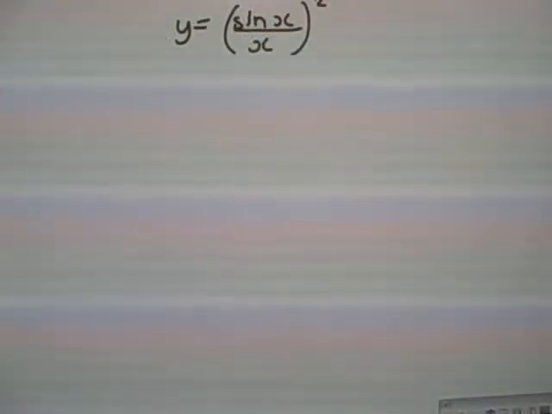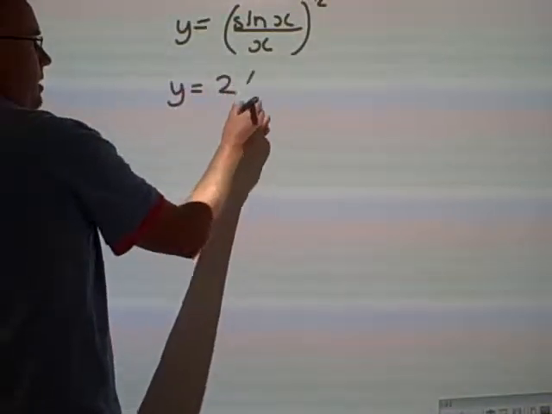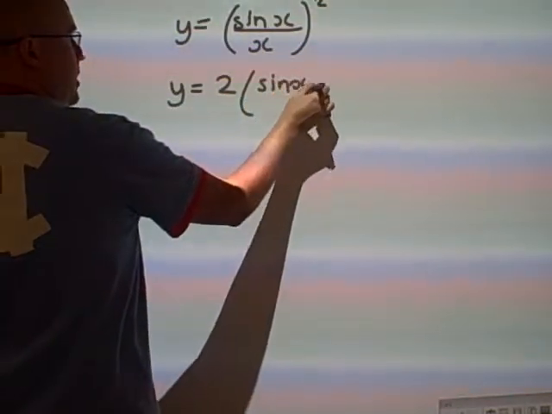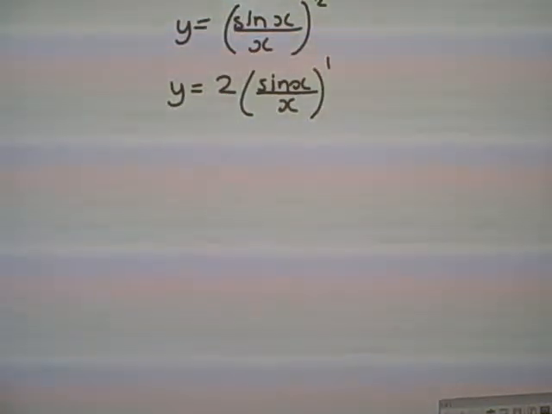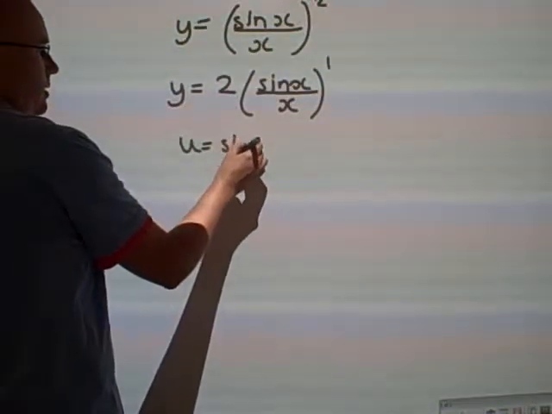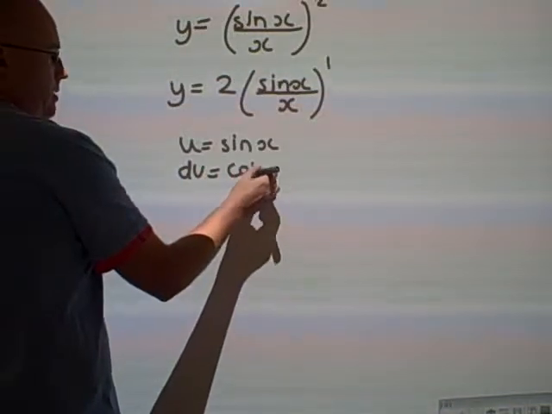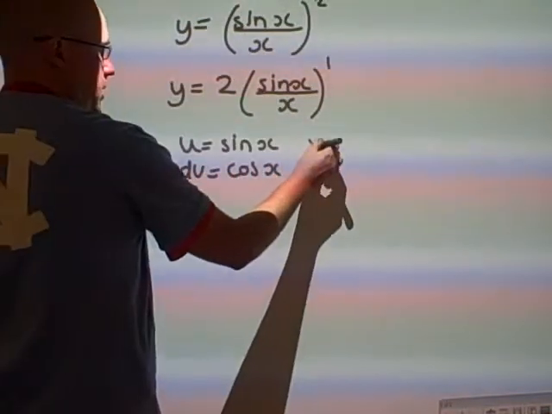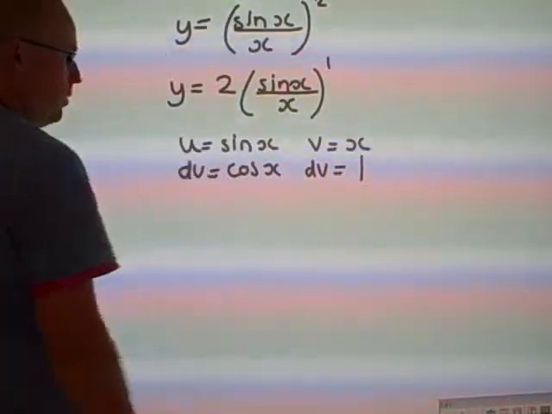Now the other way I can do this question is to do a chain rule. So what I can say is I can bring the power to the front, leave this alone, decrease the power by 1, but also times by the derivative of what's inside the parentheses. Now what's inside the parentheses is actually a quotient rule question. So our top term is sine x, and the derivative of that is cosine x. Our bottom term we call v, and the derivative of v is 1.